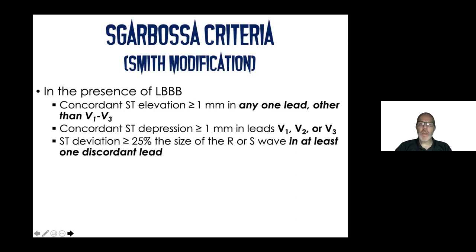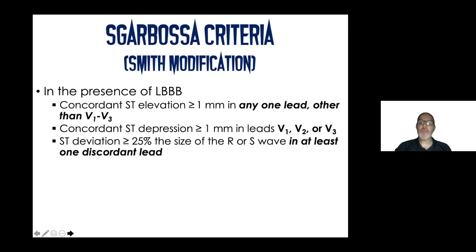In other words, you're looking for a QRS complex and an ST segment that are going in the same direction, and they're both going down. So if the QRS was going down and the ST segment was going down, the ST segment is now concordant with the QRS. That would not be normal in either leads V1, V2, or V3. You don't need to see it in all three of those. You just need to see it in one or more of those. So that's the second criteria. That's also a fairly specific criteria.